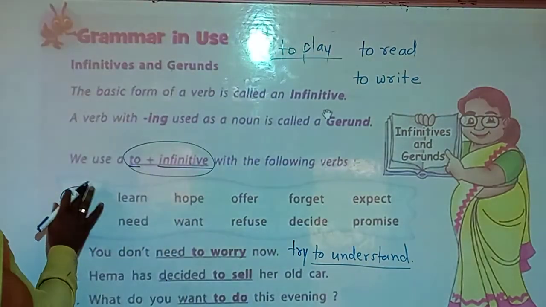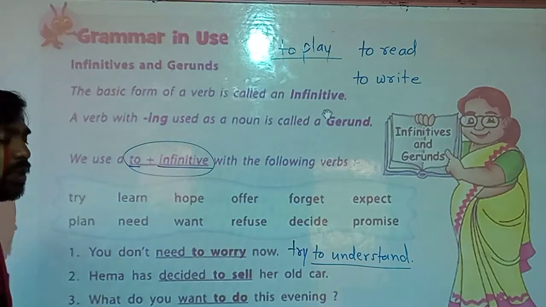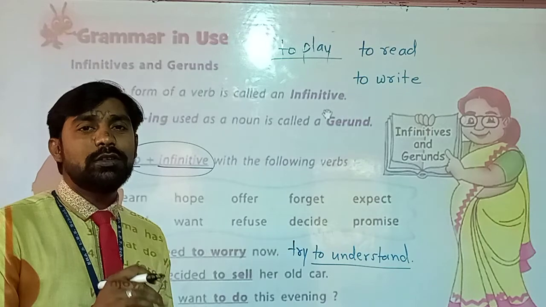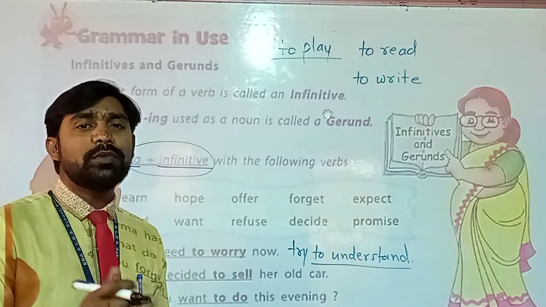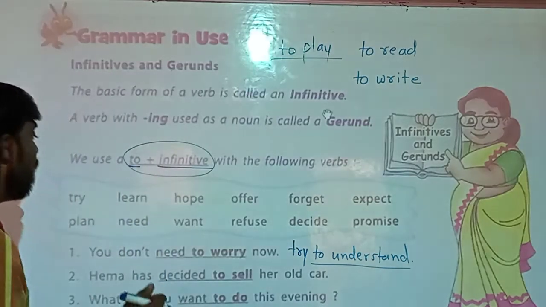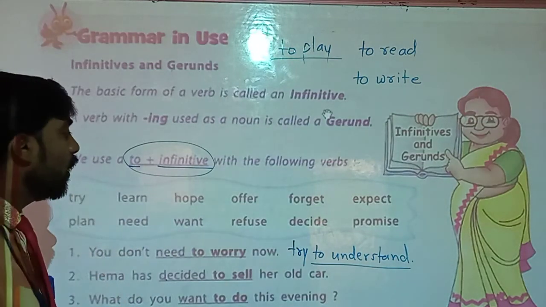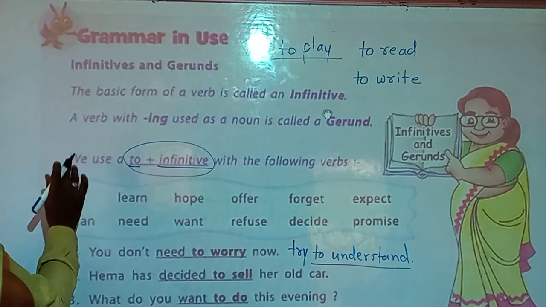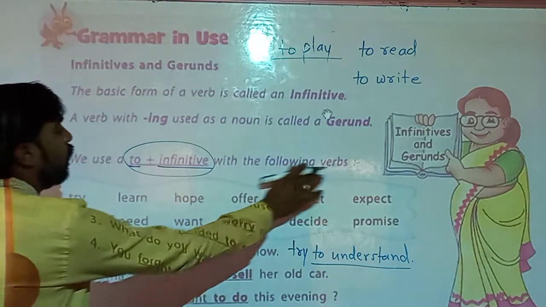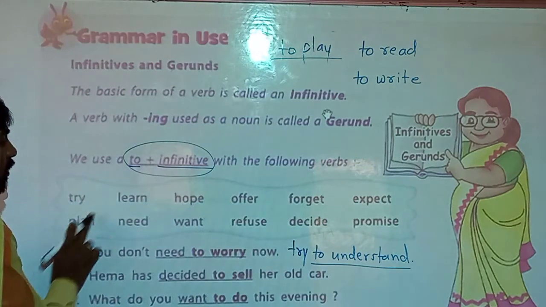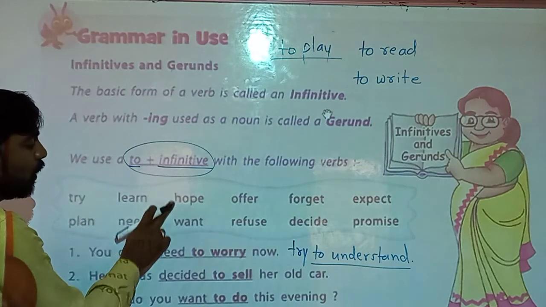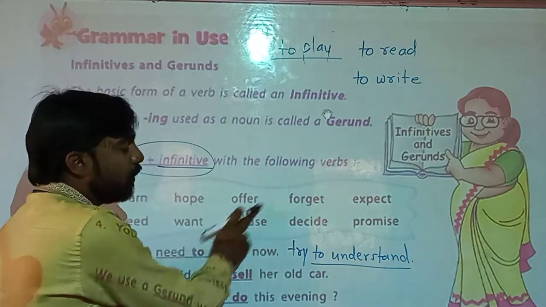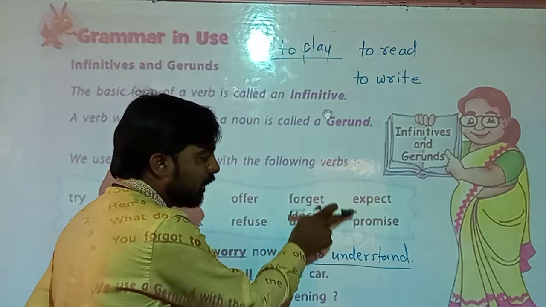Now learn. After learn also we use infinitive. I am learning to play. I am learning to speak. I am learning to draw. I am learning to drive. In this way, these are some verbs. We use infinitive with the following verbs: try, plan, learn, need, hope, want, offer, refuse, forget, decide, expect, and promise.